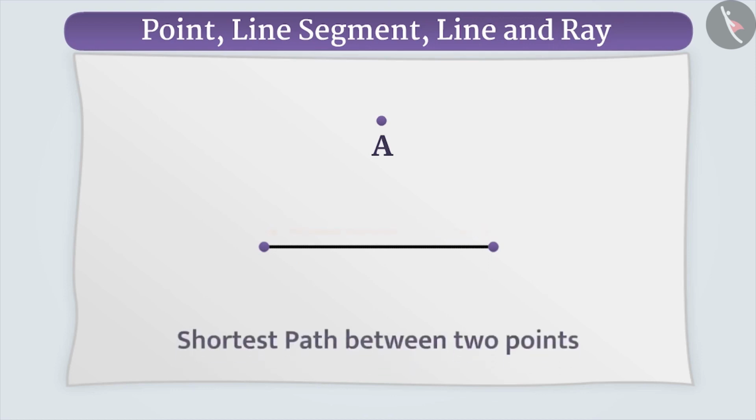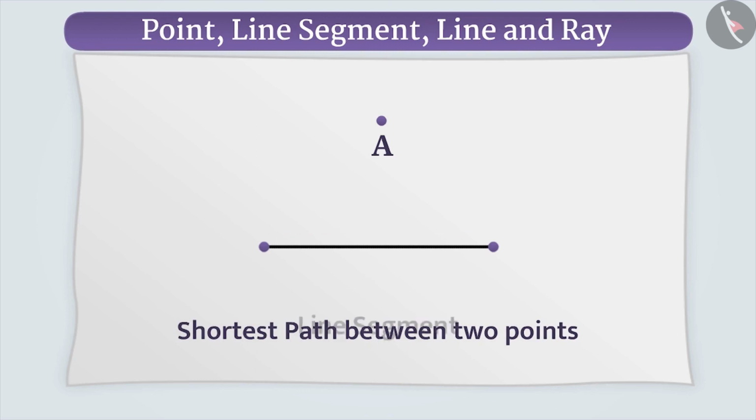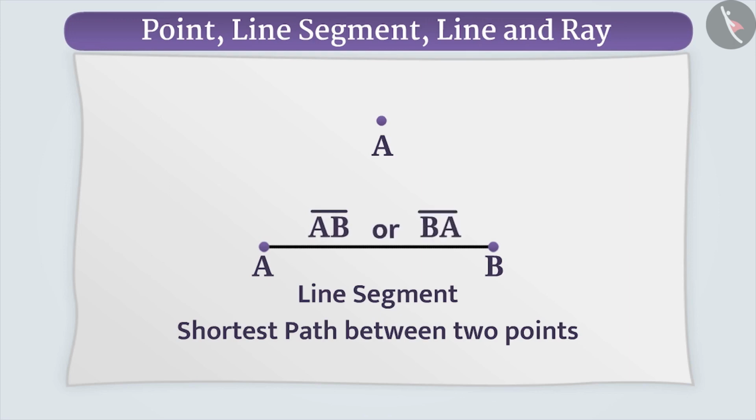The shortest path between 2 points is called a line segment. The line segment is named based on its endpoints, such as the name of this line segment is line segment AB or line segment BA.